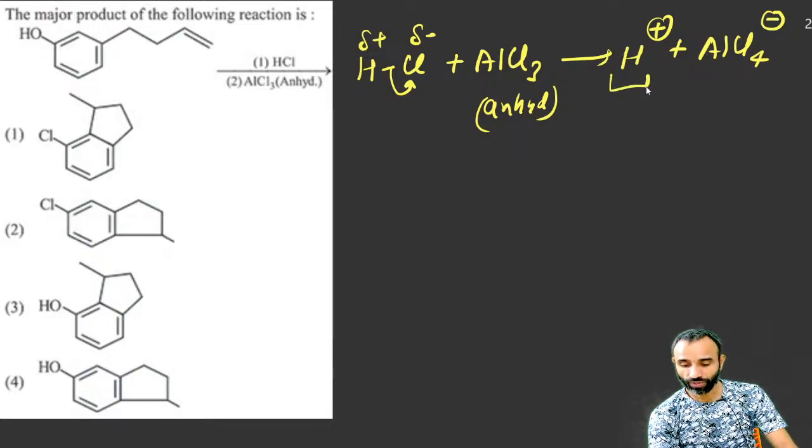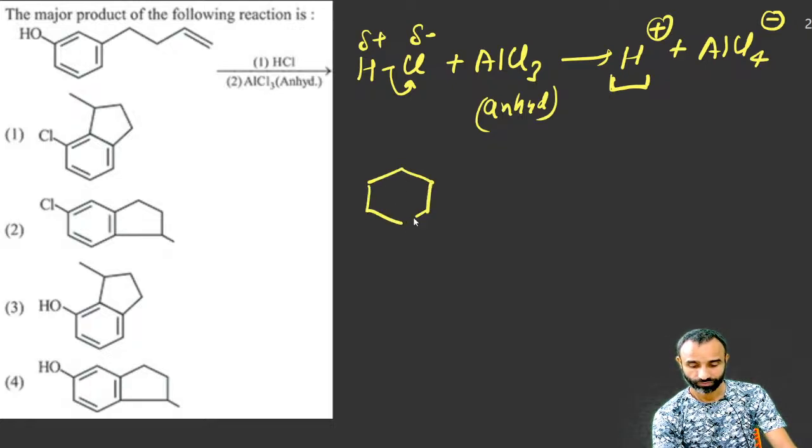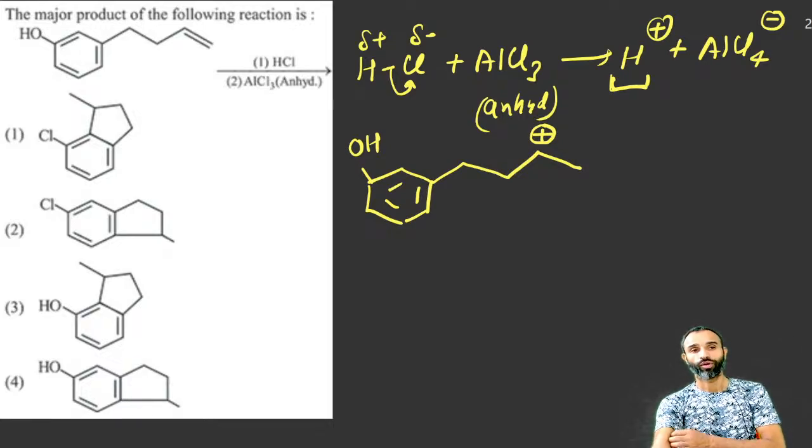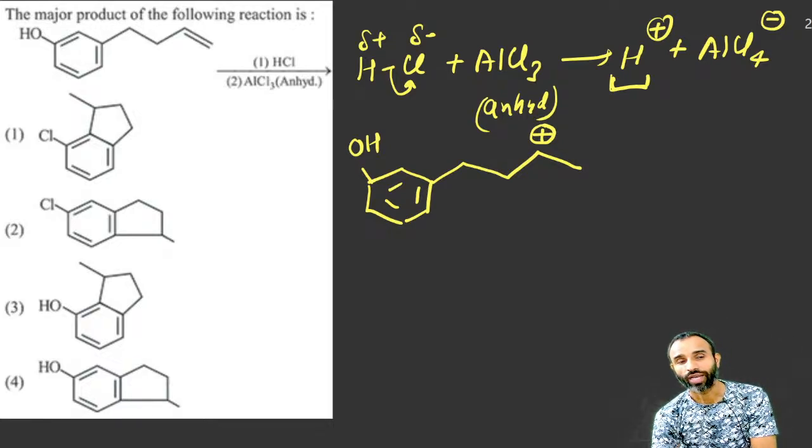So this H plus ion will attack. Where will it attack? It will attack on the double bond, and we get a secondary carbocation. So now the next step is an electrophilic substitution reaction. This carbocation behaves as the electrophile.